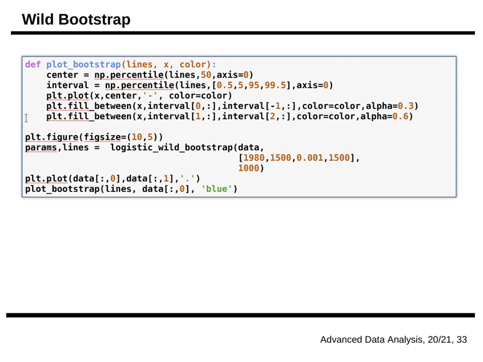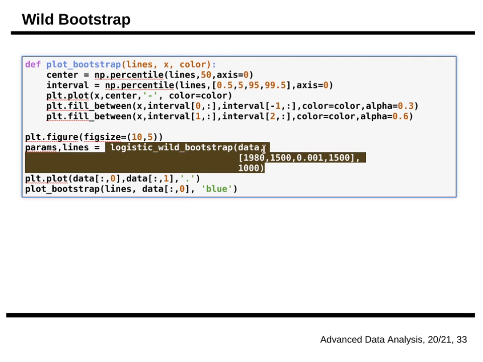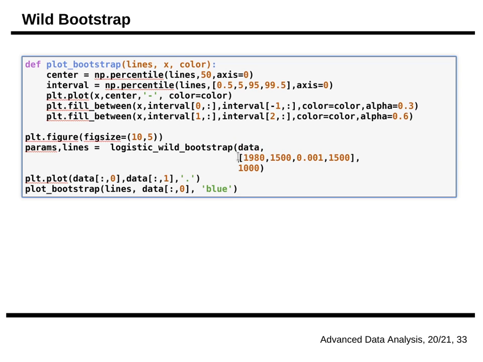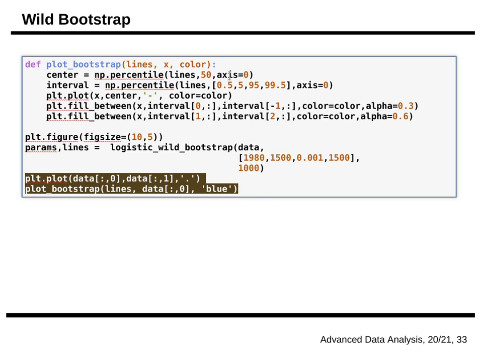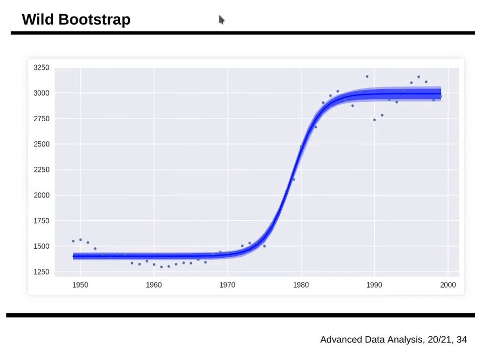Now, putting all of this together, we create a new figure. We do the bootstrap of the logistic fit using our data, those initial parameters that we already saw, just approximated by looking at the plot, and 1000 replicas. And now we plot the data and the bootstrap lines like this. So this is the result here.